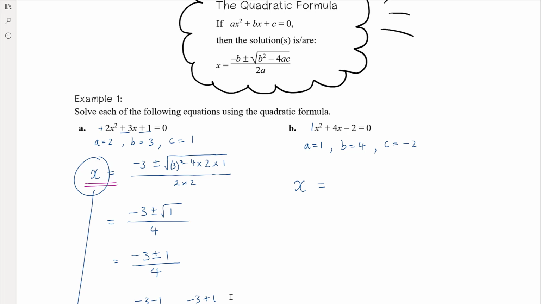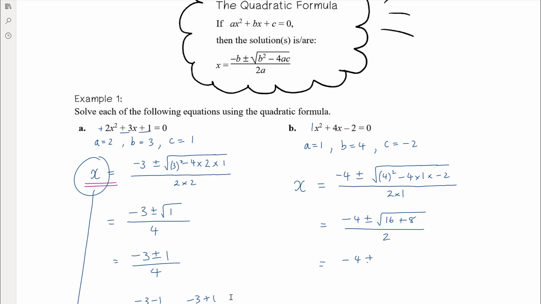So x, the solutions to this equation, are going to be equal to negative b. So b is currently 4, so negative 4, plus or minus square root of b squared, so 4 squared, minus 4 times a times c, which is negative 2. So careful of the negatives, that's where you'll make mistakes. All divided by 2a. Okay, so we've got negative 4 plus or minus the square root of 16, and then plus 8, all over 2. So we've got negative 4 plus or minus the square root of 24 all over 2.